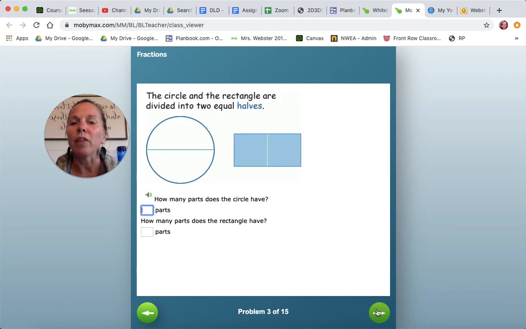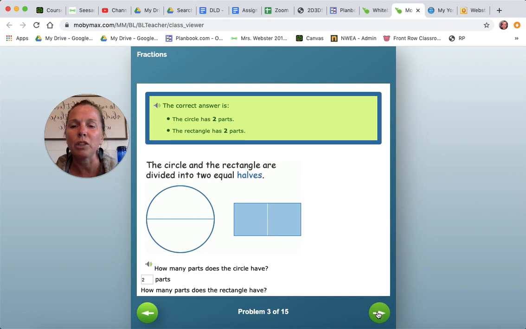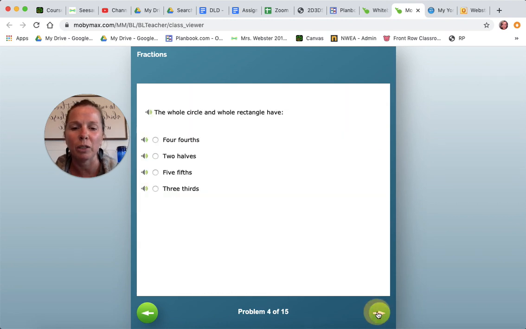The circle and the rectangle are divided into 2 equal halves. Here we go. How many parts does the circle have? 2 is correct. And how many parts does the rectangle have? 2 is correct. So same thing, halves are 2. Circle has 2 parts and a rectangle has 2 parts.